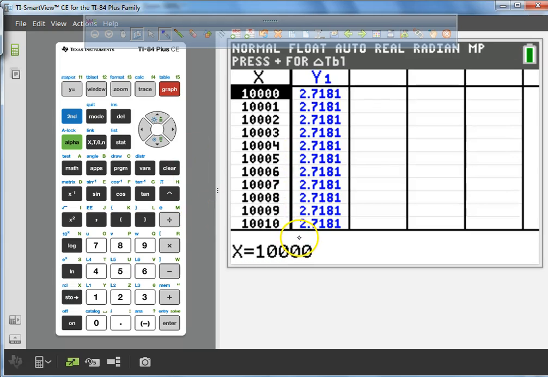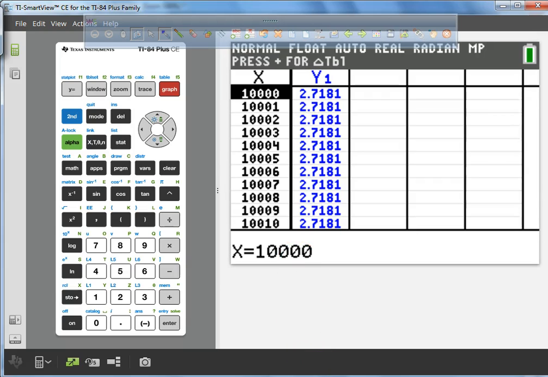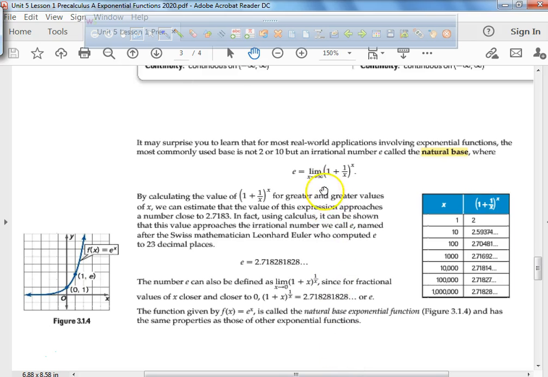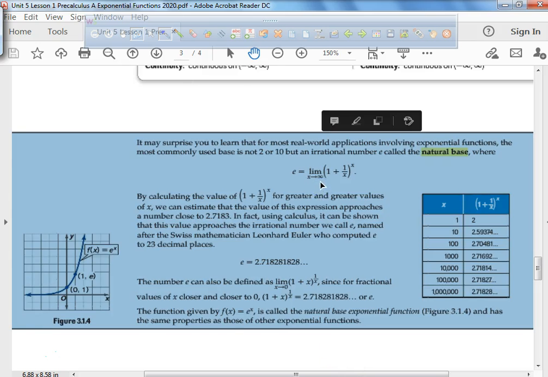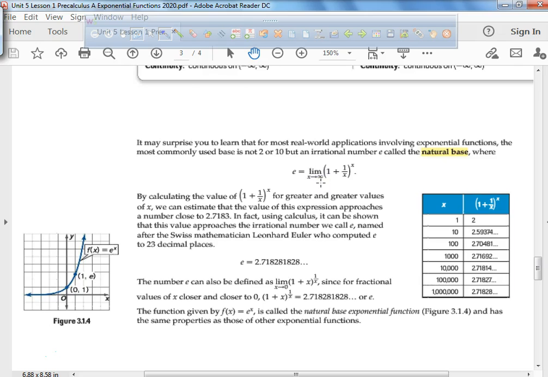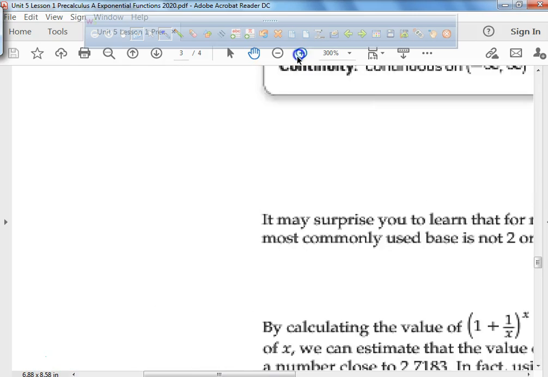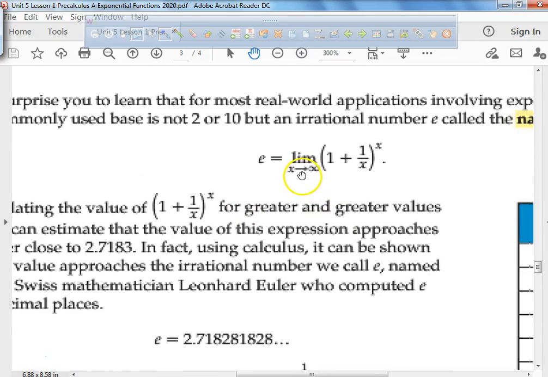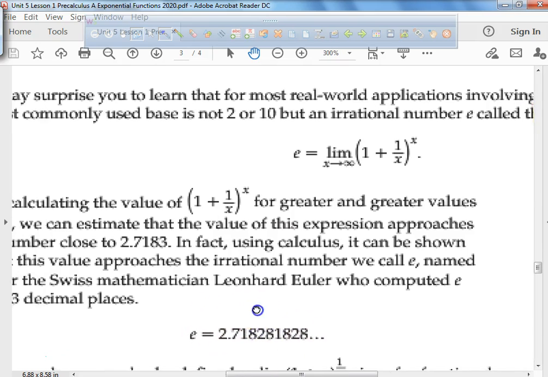So as this number approaches what concept? As this number approaches what? Right there, as it approaches what? It's kind of hard to see. Zoom in. As that number approaches infinity, what do we get? We get this constant. This is an irrational number, okay?